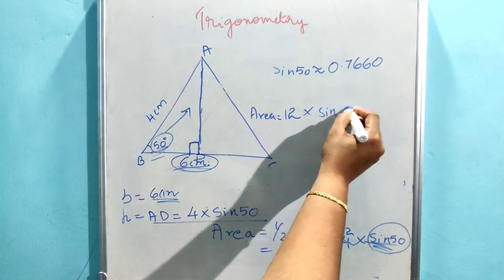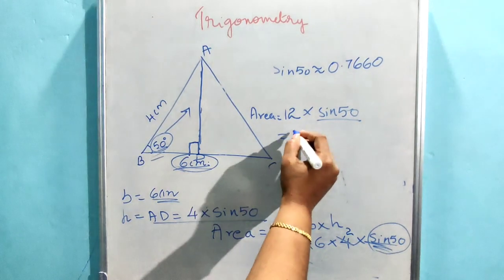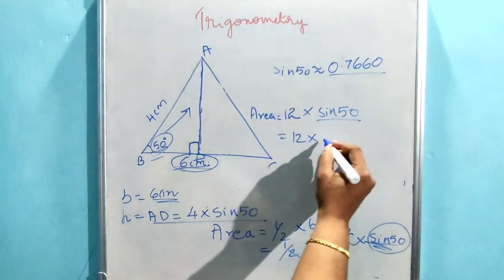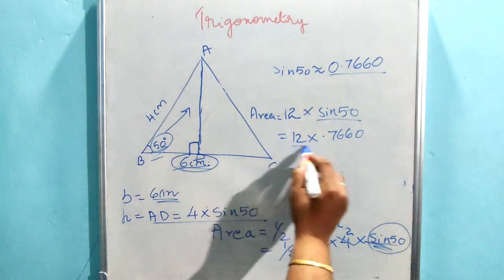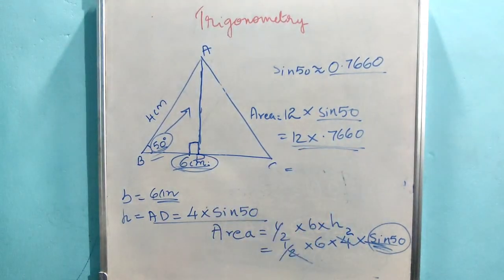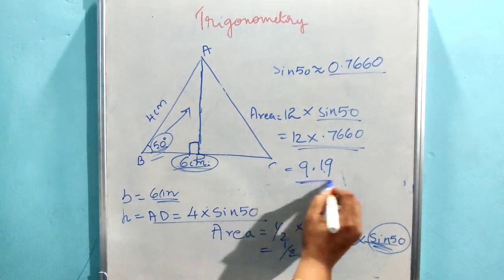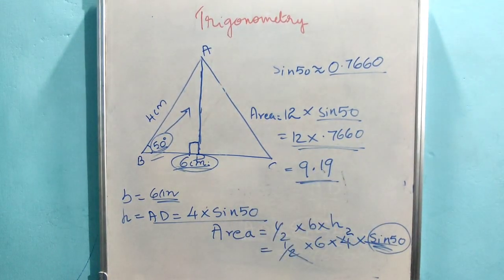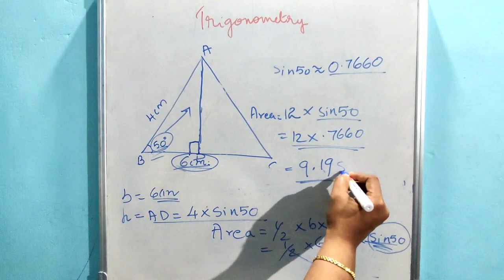12 into sin 50, and I just substitute the value of sin 50 here. That is 12 into, what is sin 50? Yes, 0.7660. So just multiply these two and find out the answer, and it is approximately equal to 9.19. So we have the area is equal to 9.19 square centimeters.